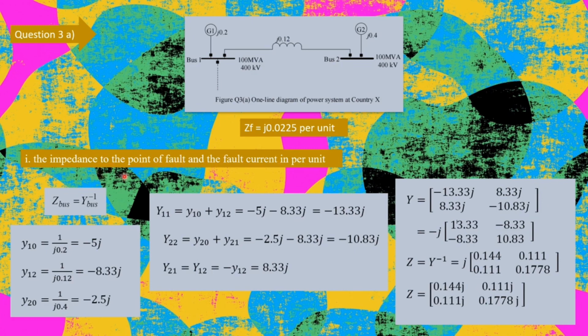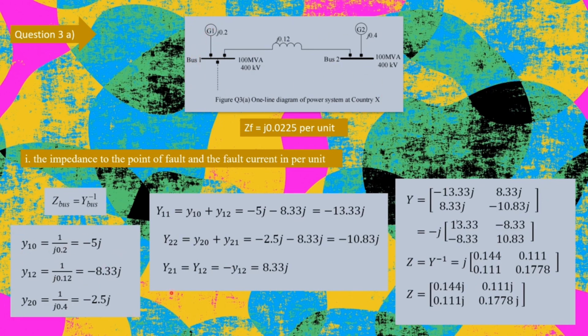First of all, to calculate the impedance, we need to understand this formula. Z bus is equal to the inverse of the admittance of the bus. This means that if we want to calculate the impedance, we need to first calculate the admittance and invert it. So our goal now is to calculate the admittance of the bus. For that, we need to first identify y10, y12 and y20. Note that the y is represented in a small letter. These values are obtained from the one-line diagram of the power system.